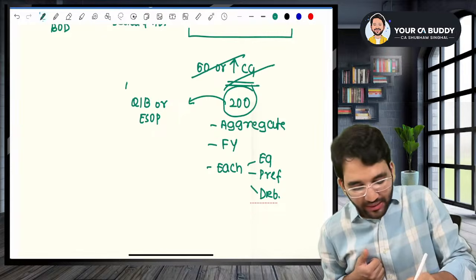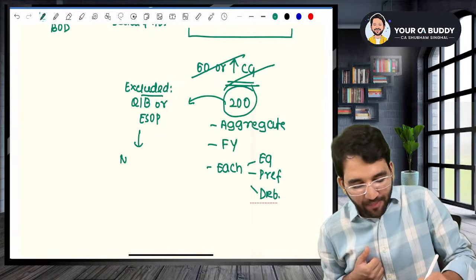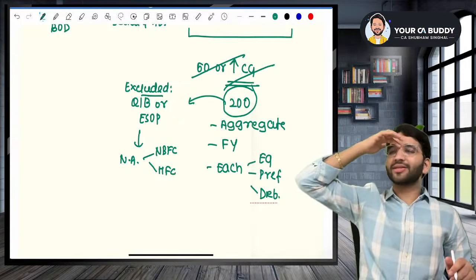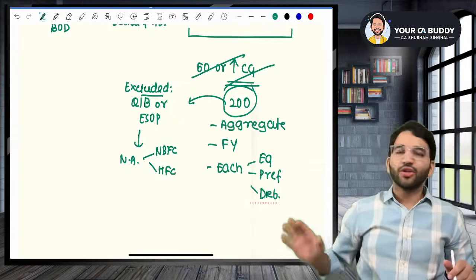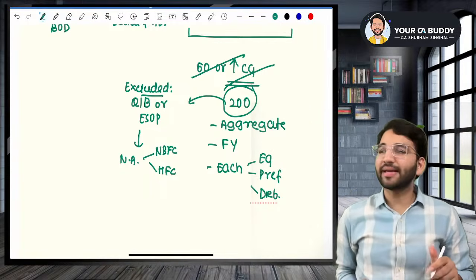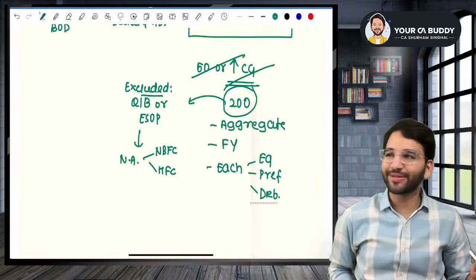These people will be excluded. However, this exclusion is not applicable in case of a non-banking financial company or a housing finance company. So basically, the 200 people limit excludes qualified institutional buyers and ESOP employees. But this exception is not applicable in case of NBFC and housing finance company.